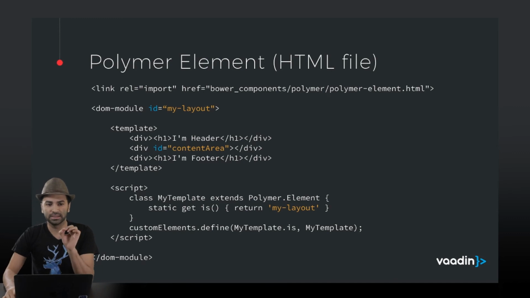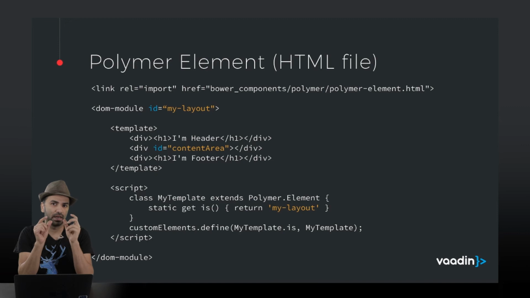But I have highlighted here that I gave some IDs to some divs, for example. The DOM module itself is called my layout, which means that my custom element here is called my-layout. And also the is method is overridden by returning the name of my custom element. This is the Polymer way of defining a custom element.